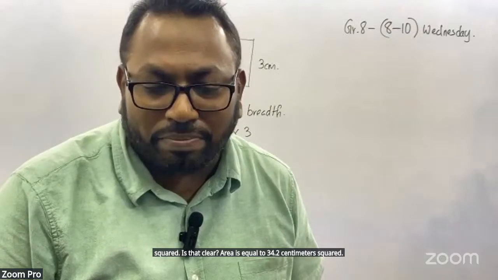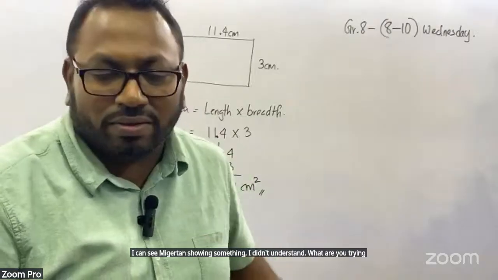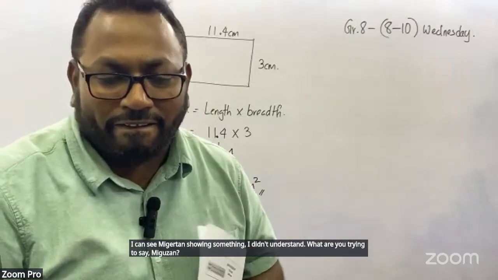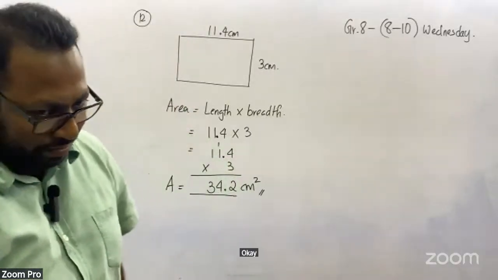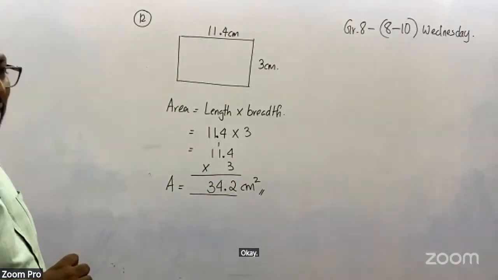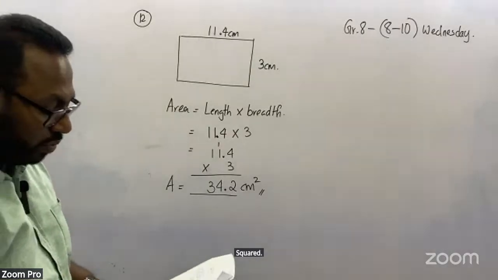I can see Migirdan showing something. I didn't understand. What are you trying to say, Migirdan? Okay. 34.2 centimeters squared. That is question number 12.